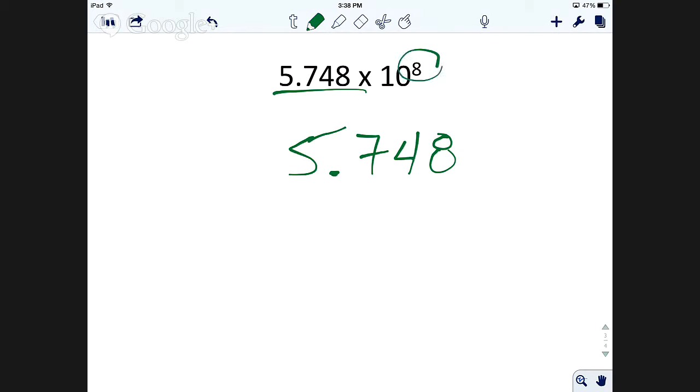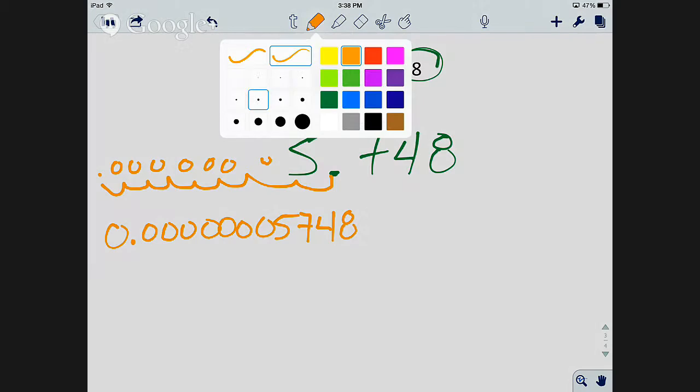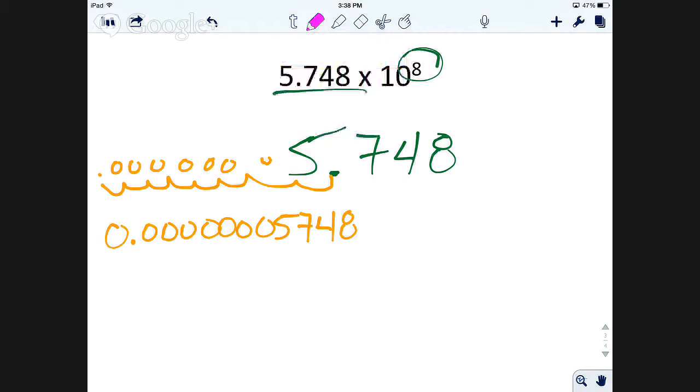Now, this exponent right here, the 8, tells me I have to move my decimal point 8 places. And it's kind of a 50-50 shot, right? I could move it 8 places to the left, 1, 2, 3, 4, 5, 6, 7, 8, which would give me, let's see, 0.0000005748. That's one possibility.